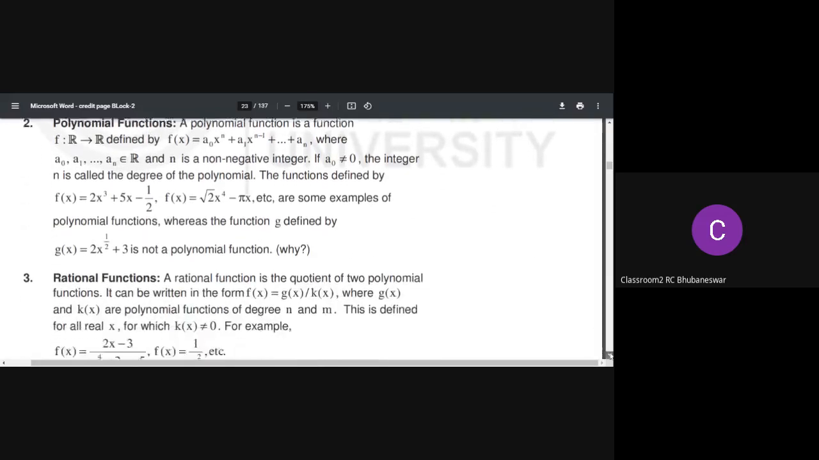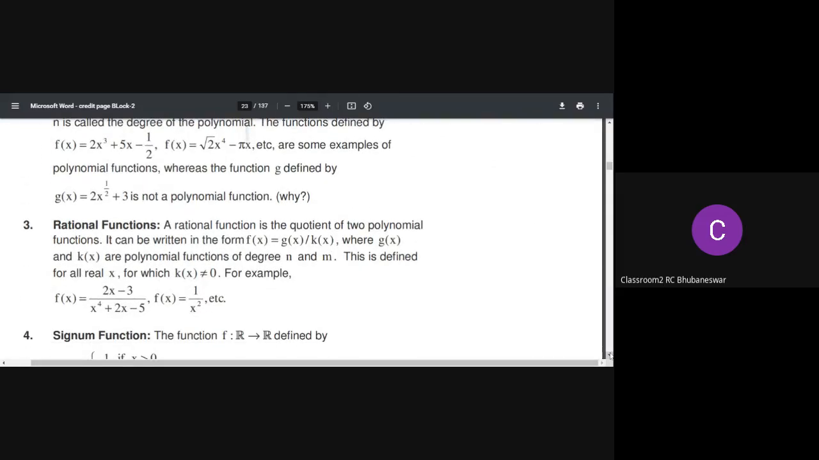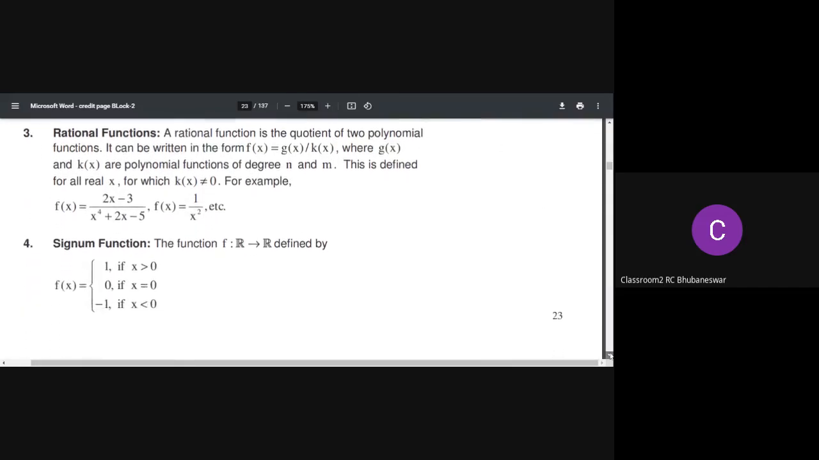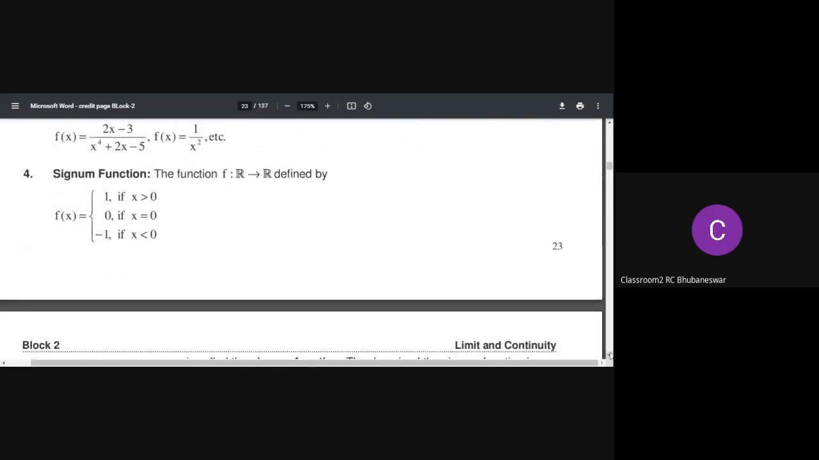Now, the polynomial function, which I already discussed in our last counseling session. The next function is the signum function. Generally, the signum function is a particular type of function which is represented by the function x by mod x.